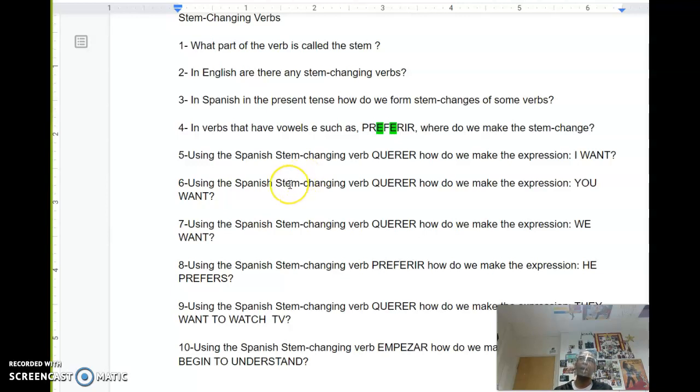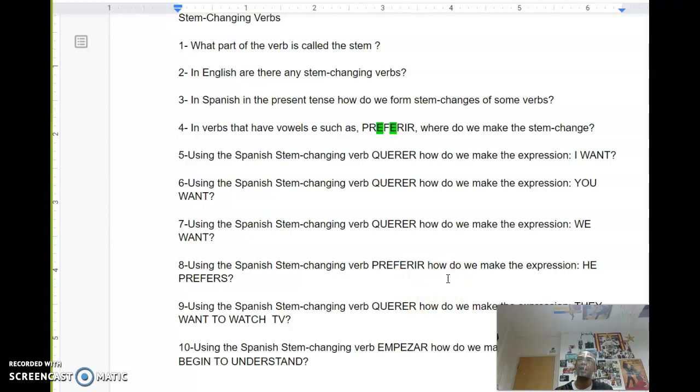Using the Spanish stem changing verb of querer, the same verb, to want, how do we make the expression you want? Using the same verb, how do we say we want? And using the verb preferir and having the stem change on it, how would we say he prefers?